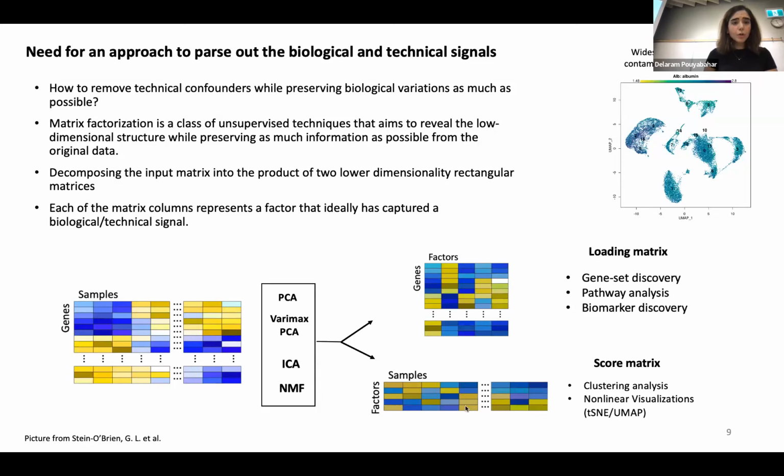There are a lot of different matrix factorization methods out there. I'm going to go through the famous ones in a couple of slides, but the general idea is the same for all of them. What you end up with is one matrix that I'm going to call the loading matrix. The loading matrix represents the relationship between genes and factors, and the score matrix represents the relationship between factors and samples. This loading matrix can be used for gene set discovery, pathway analysis, and so on. And the score matrix can be used for clustering and visualization.